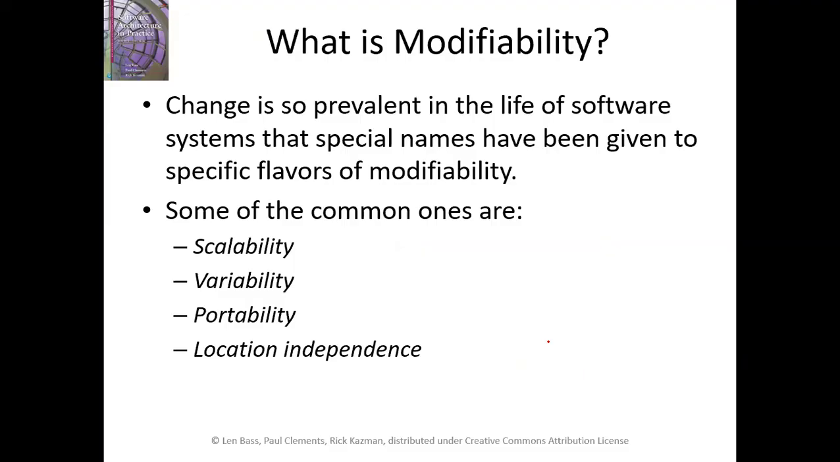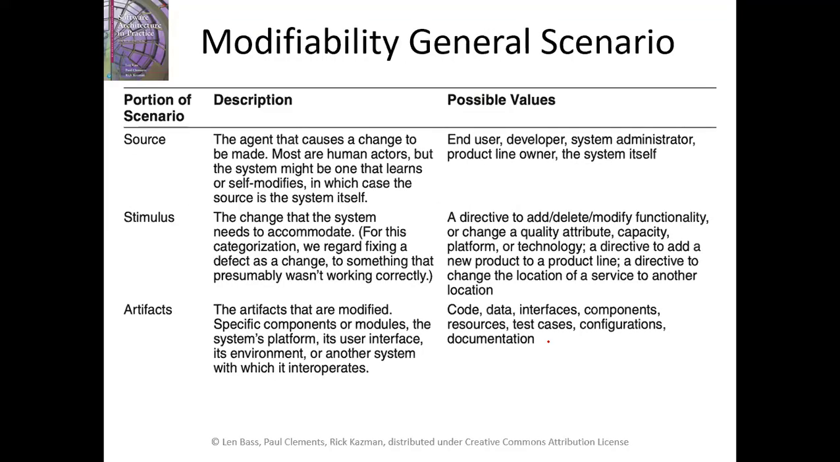Change is so prevalent in the life of software systems that special names have been given to special flavors of modifiability. Some of them are scalability, variability, portability, and location independence. These are just different terms for modifiability. So, general scenario. As usual, we know that we have 6 components of the scenarios. The first is the source, the stimulus, the artifact, and after that, we have the environment, the response, and the response measure.